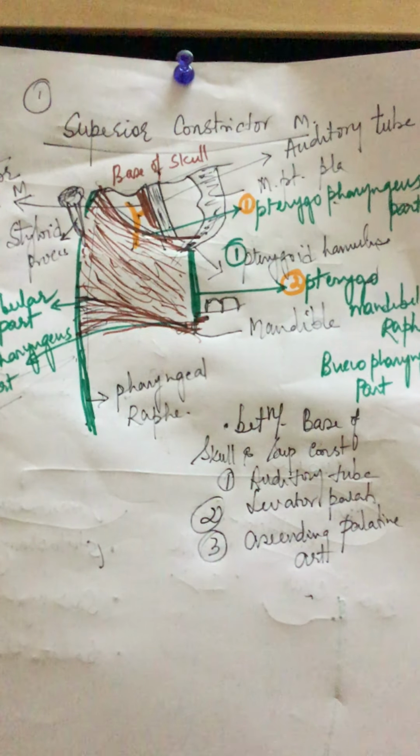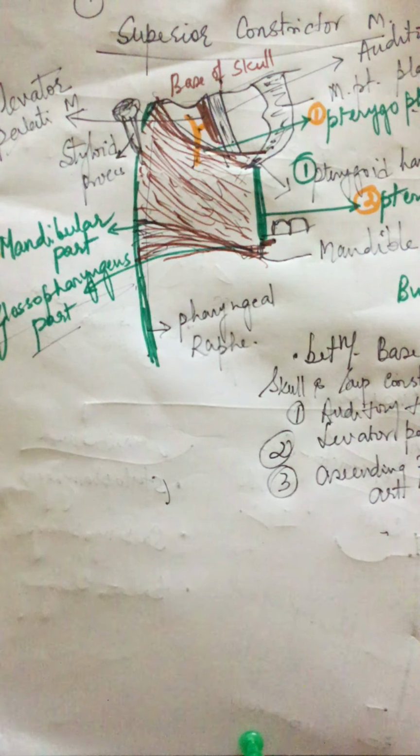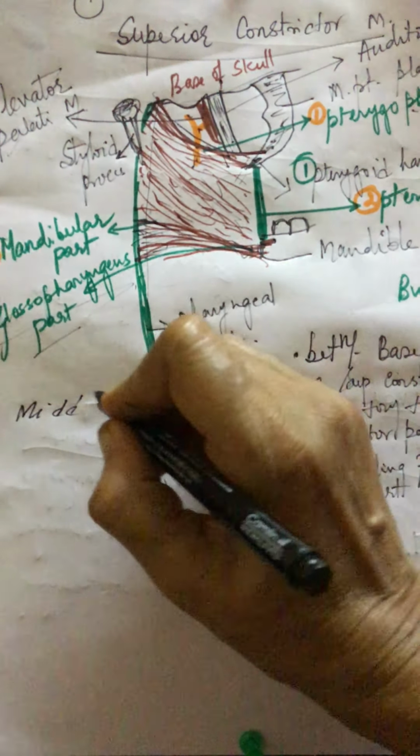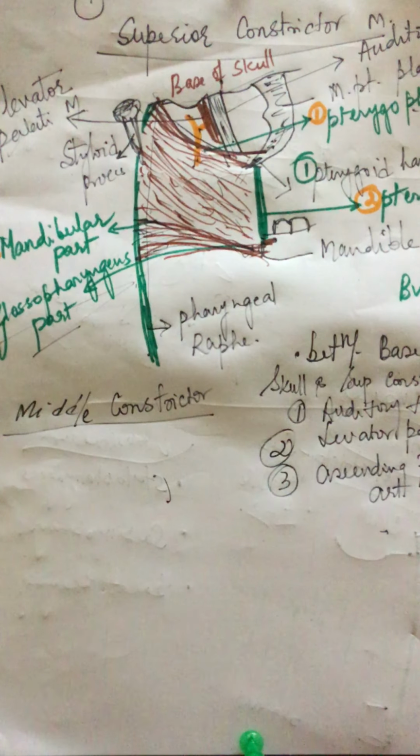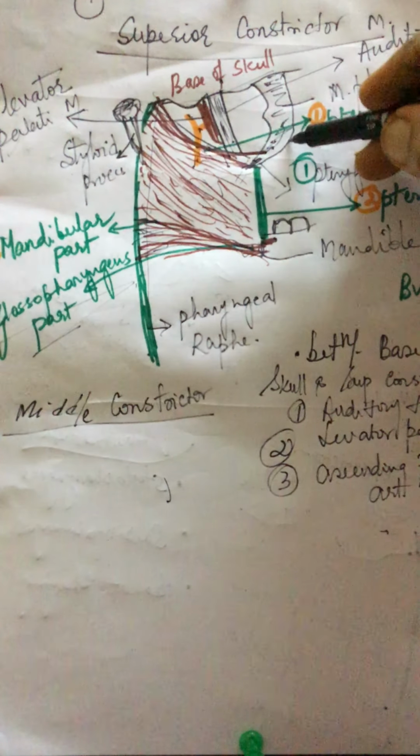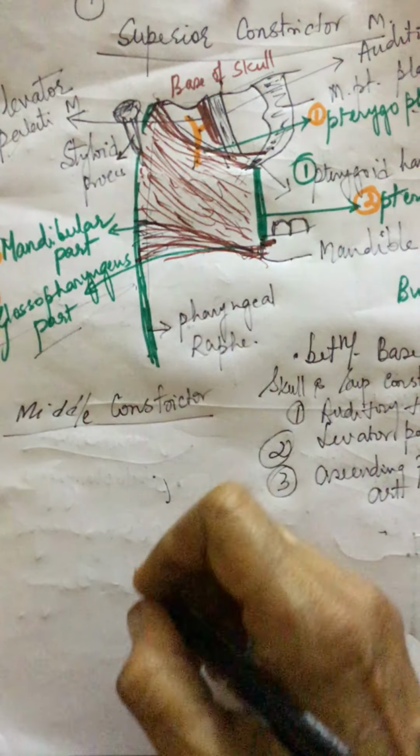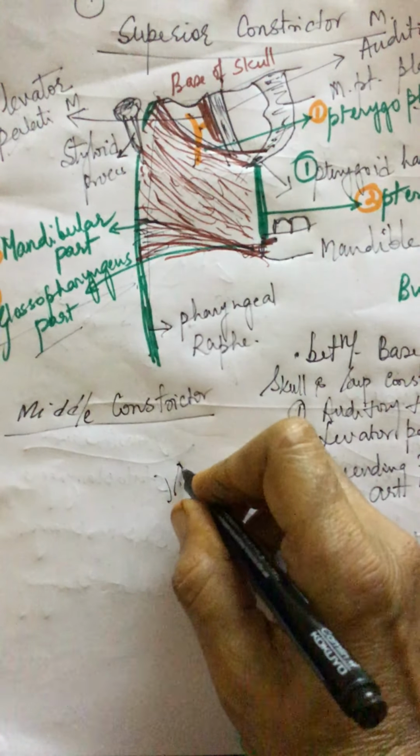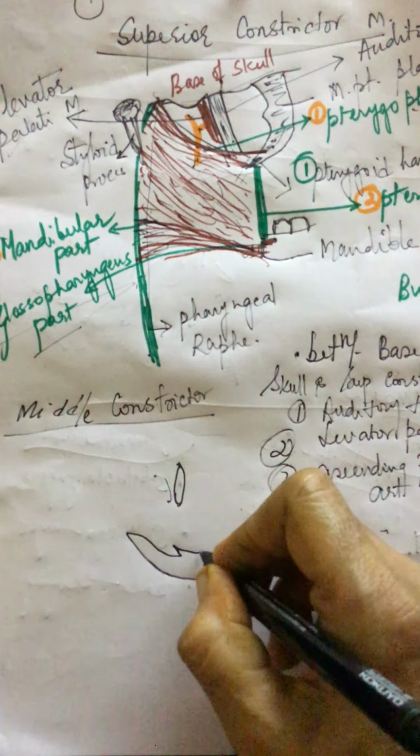Now coming to the middle constrictor muscle. We have traced from the base of the skull, then the pterygoid raphe, the mandible. Below the mandible, what do you get? The hyoid bone. So I will draw the mandible here, then the hyoid bone, that is the lesser cornu and greater cornu of the hyoid bone.